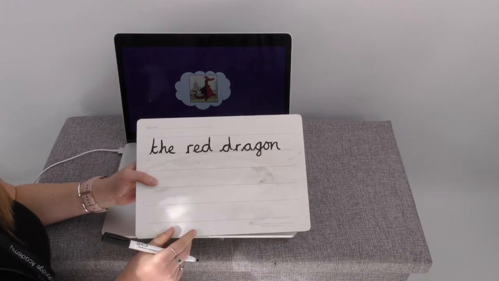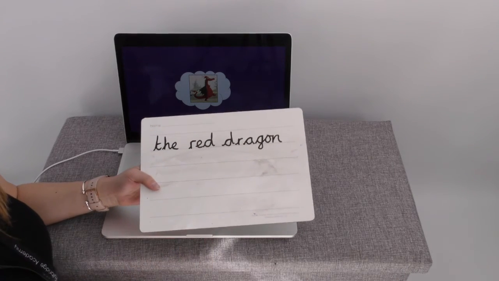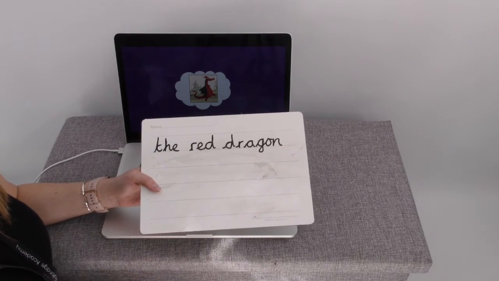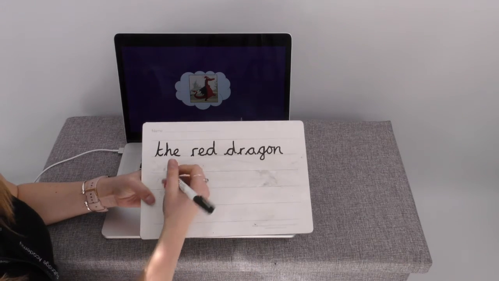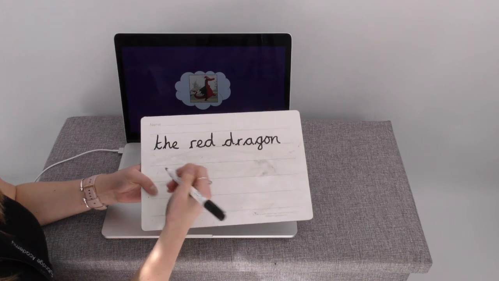I might want to now think about his personality. Is he grumpy? Is he angry? Is he mad? So I'm going to have the grumpy dragon.